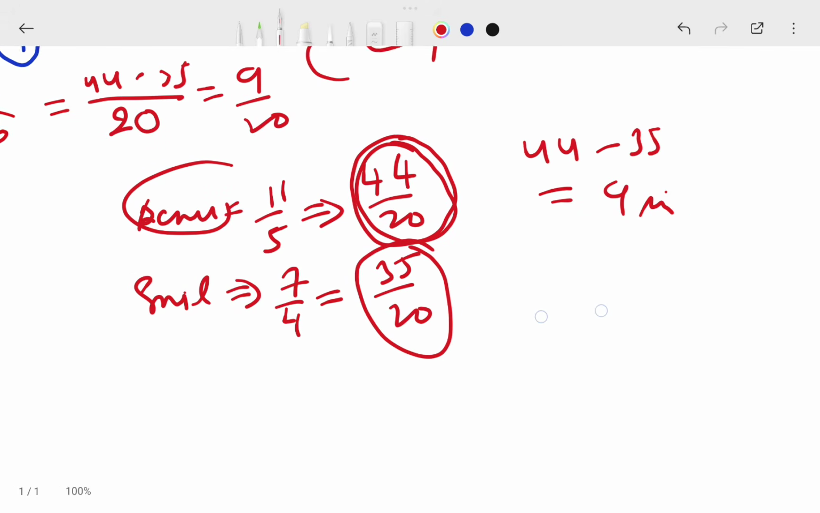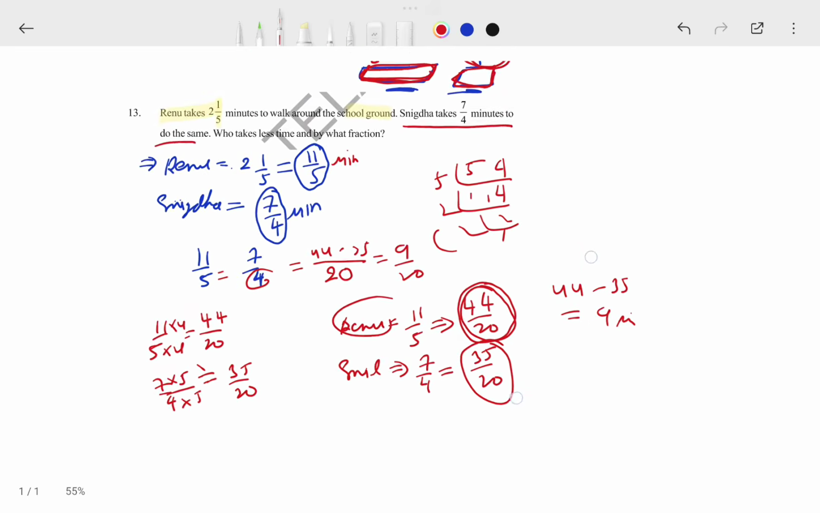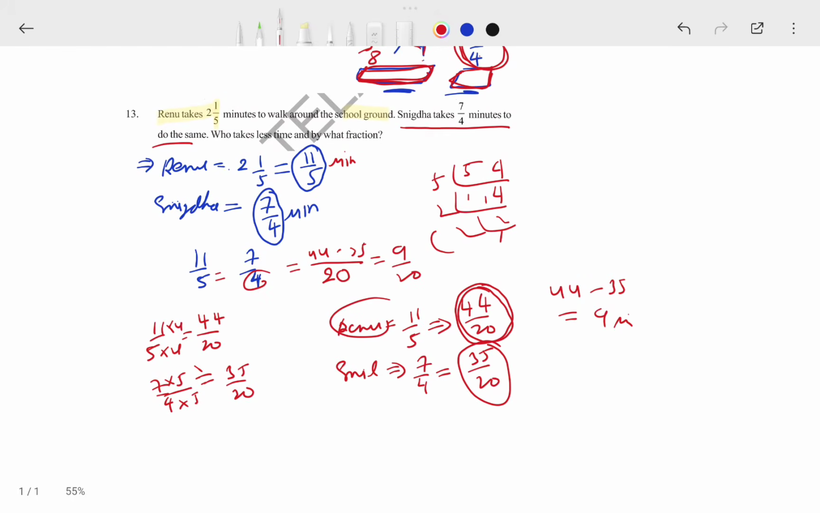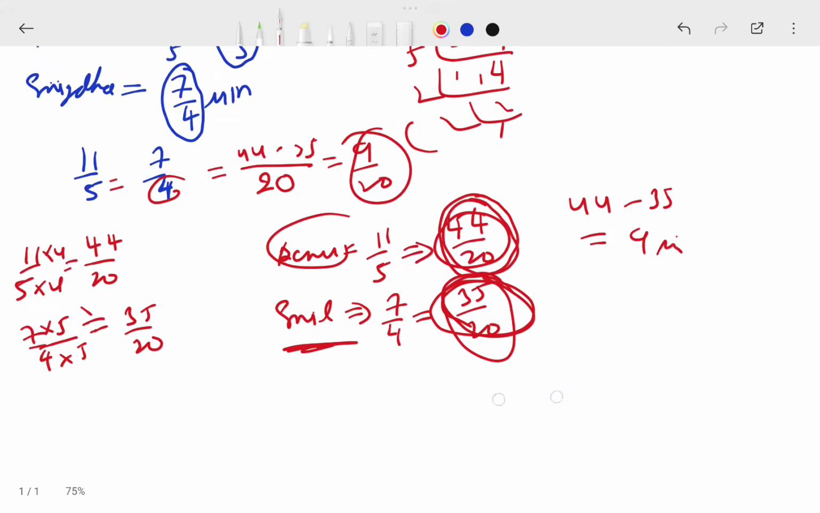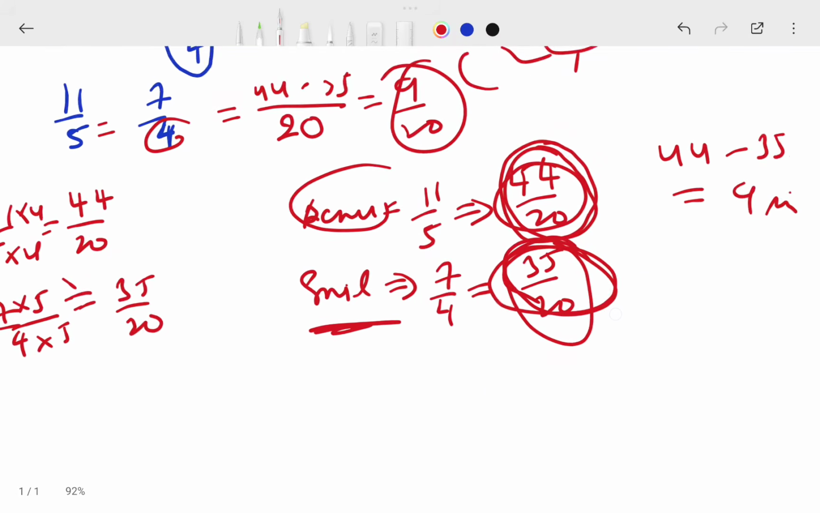Who is late? Renu is late. Why? Because Sindha is traveling in 35 minutes and Renu is traveling in 44 minutes. So who takes less time? Sindha takes the less time. How much less time does she take? 9 by 20 minutes. So let's write the answer to this question.